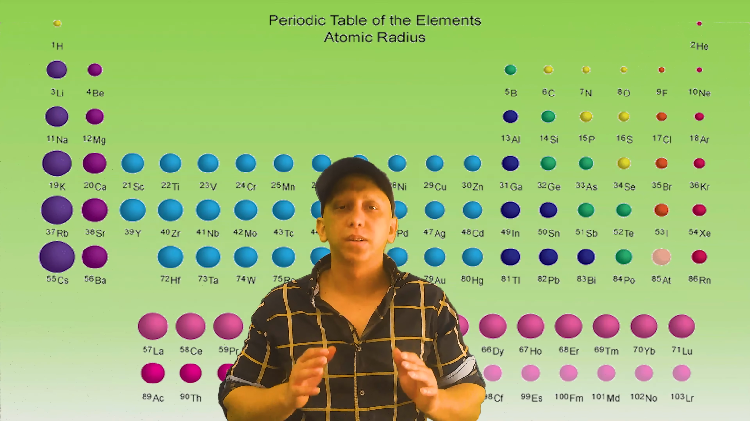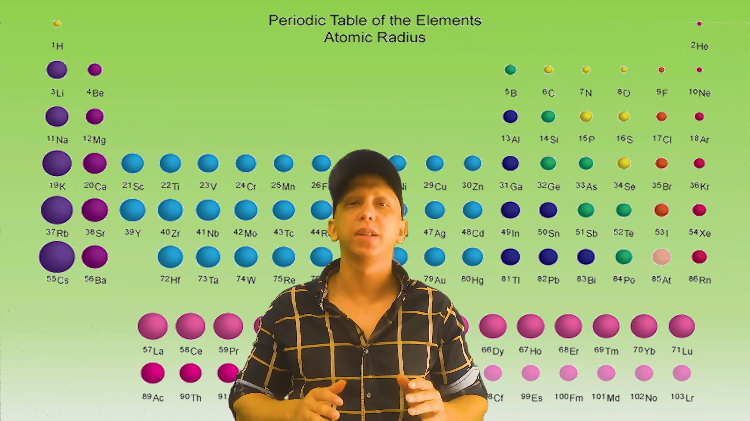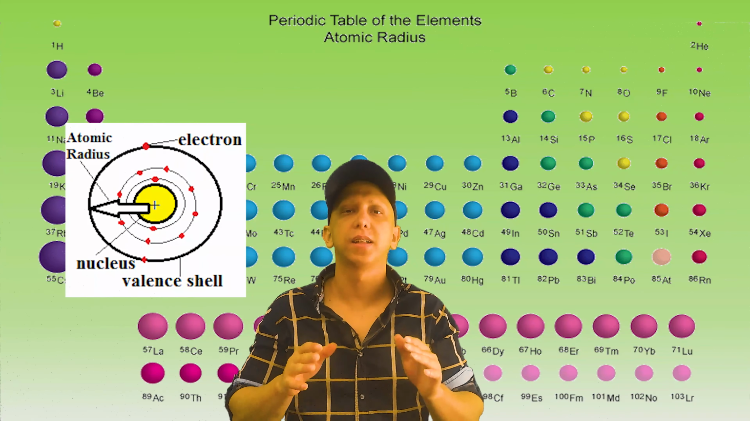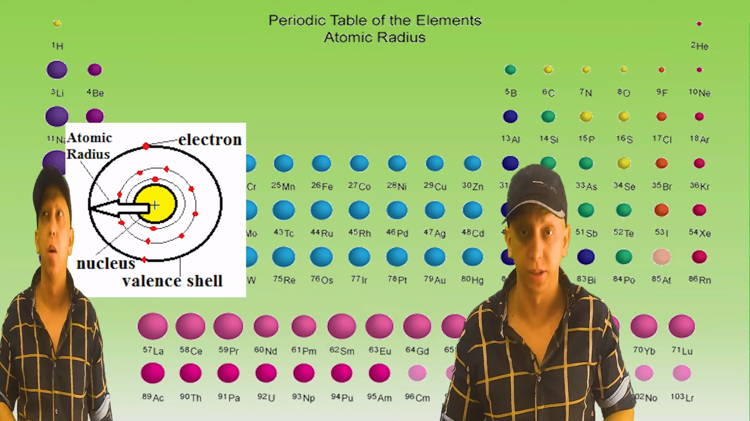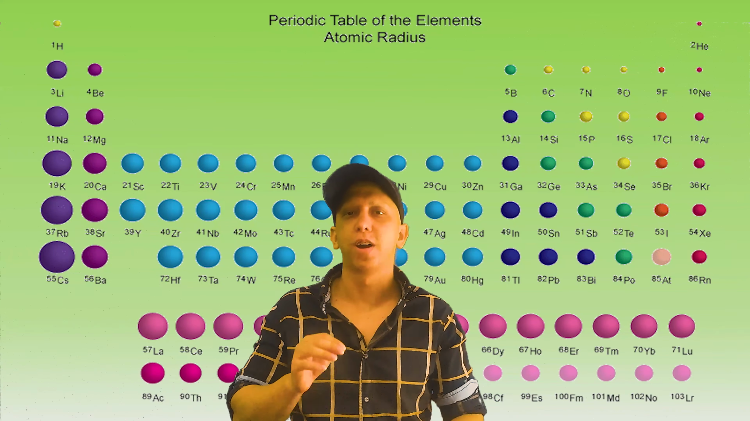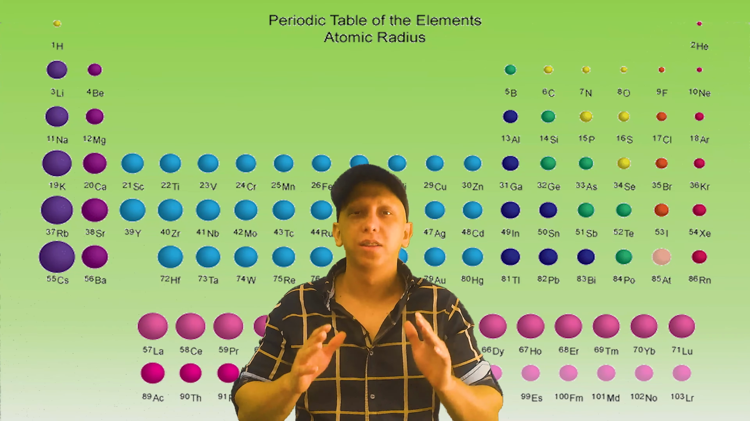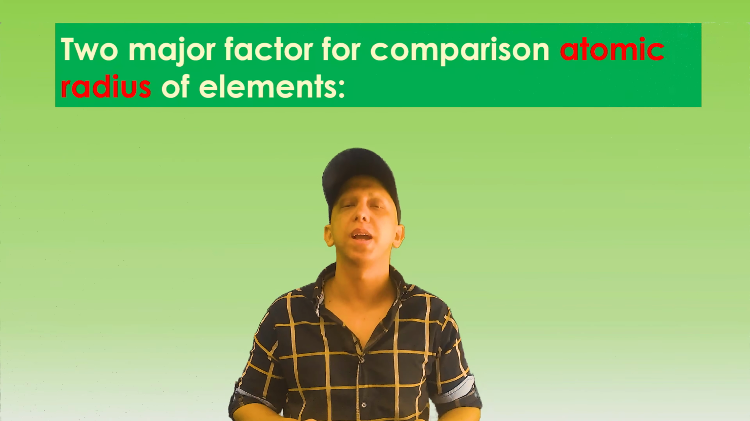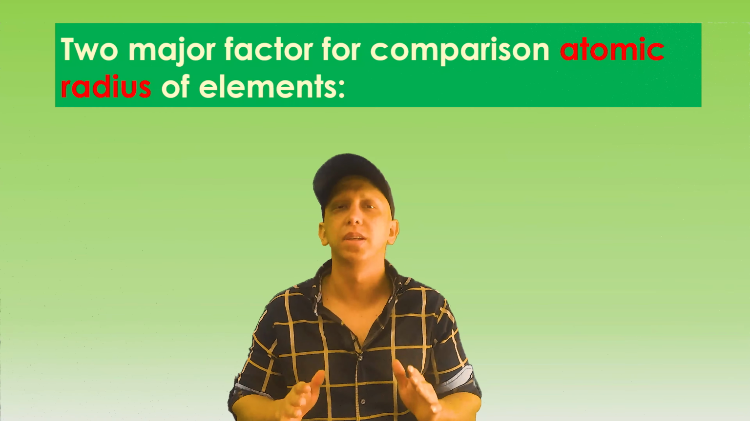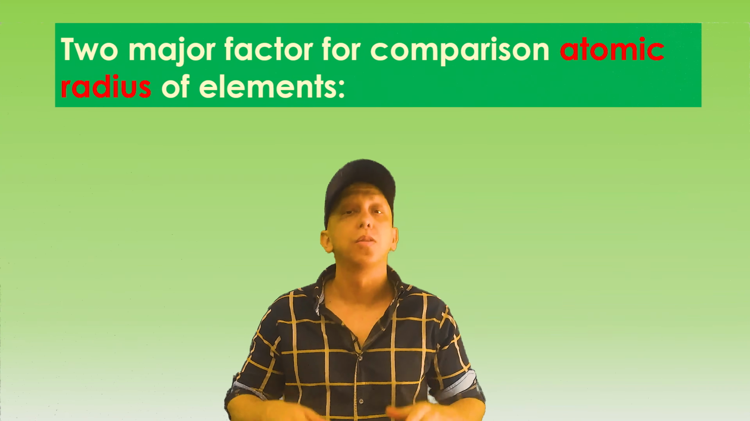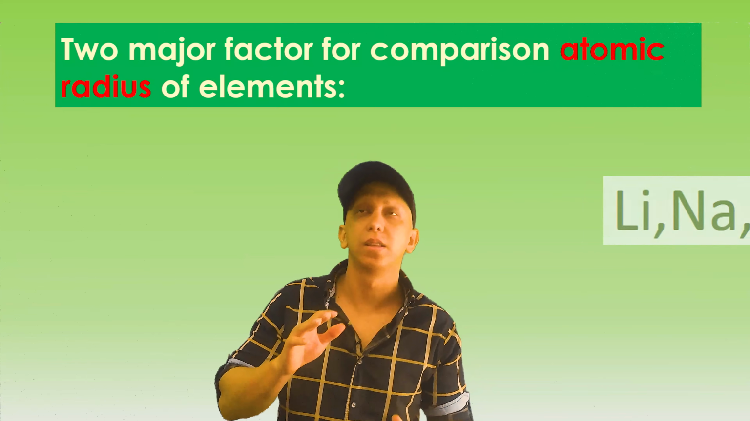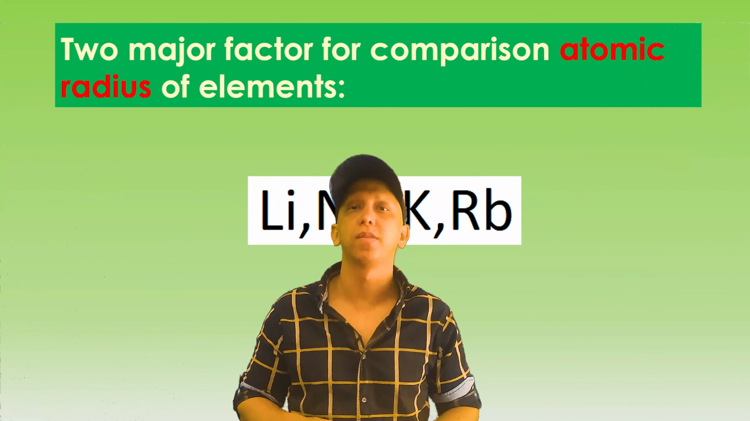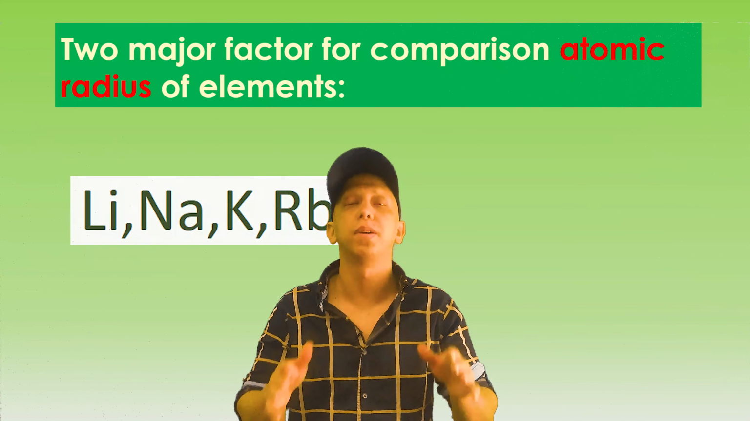Let's start with the atomic radius. As is obvious, the atomic radius is the distance between the nucleus and the last shell that is occupied with electrons. What is important to find the difference between the atomic radius of the elements? Two factors have a major impact on change in atomic radius in the periodic table. So when you wanna compare the atomic radius of several elements, at first you have to specify the situation of the elements in the periodic table.